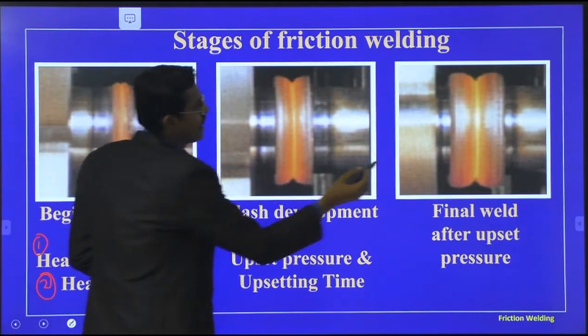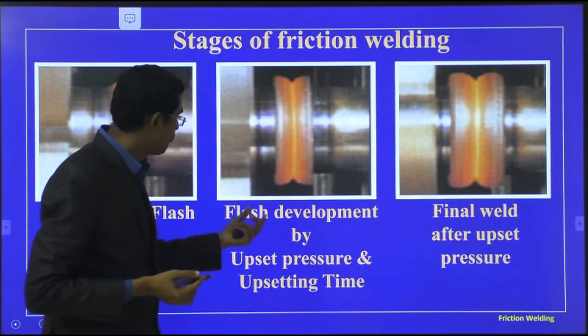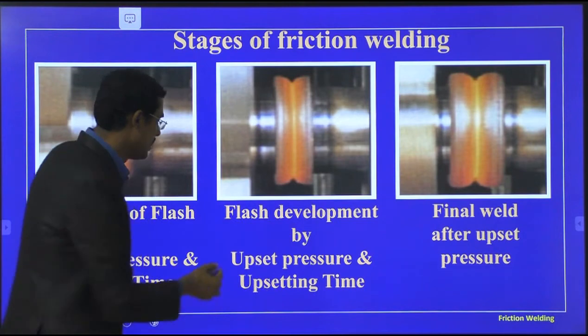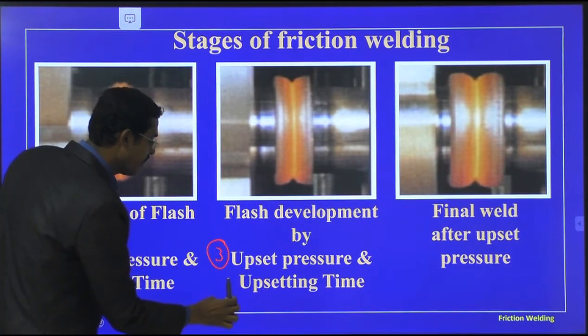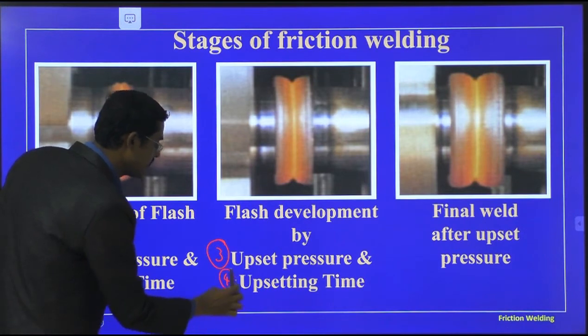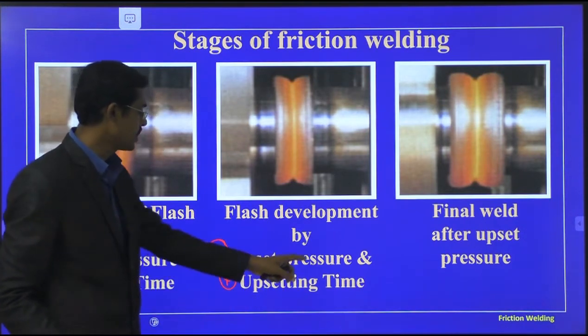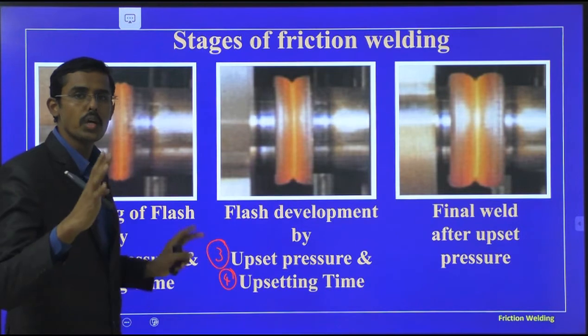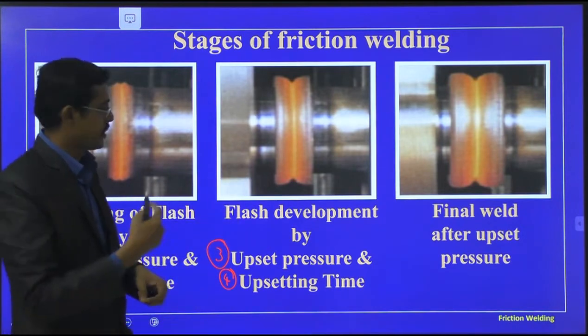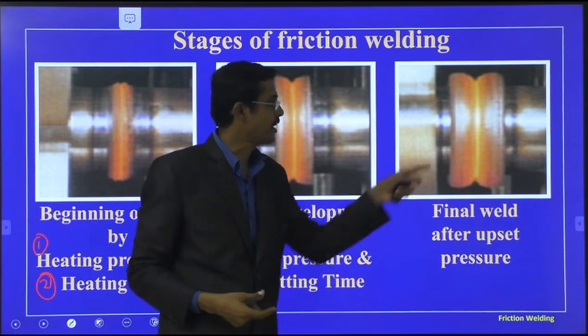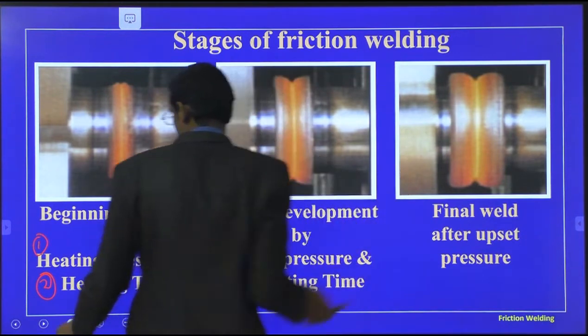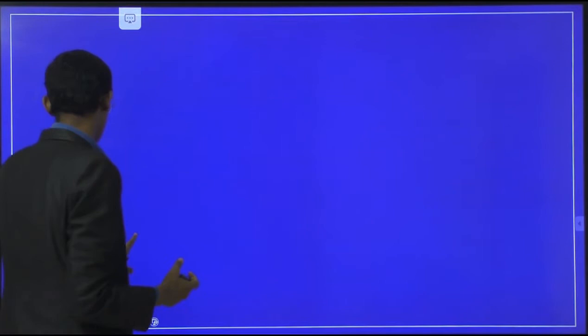This I am calling as flash. Flash is developed by application of pressure and for the duration of upsetting time. Upsetting pressure, upsetting time. 4 parameters only are there with respect to RPM. So finally, this will be the final after pressure, final welded product. So simple, very simple process.